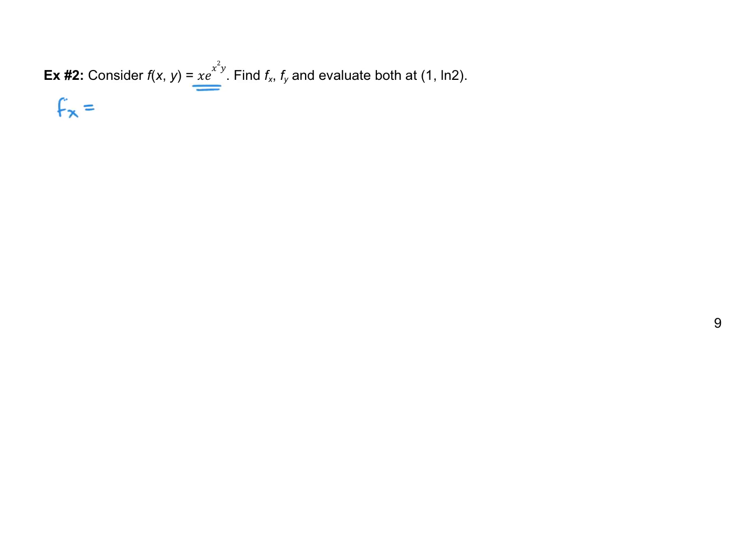Okay, so if we start with the first partial with respect to x, this here is a product. This is x multiplied by e to the x squared y. So we're going to have to do the product rule. So this becomes e to the x squared y plus, okay, treat that y like a constant.